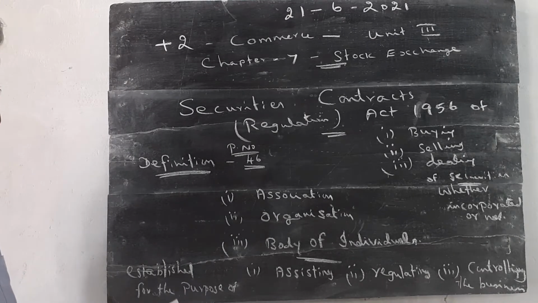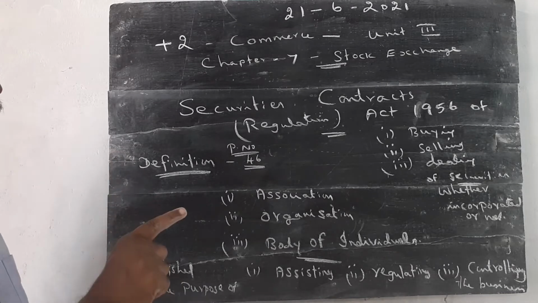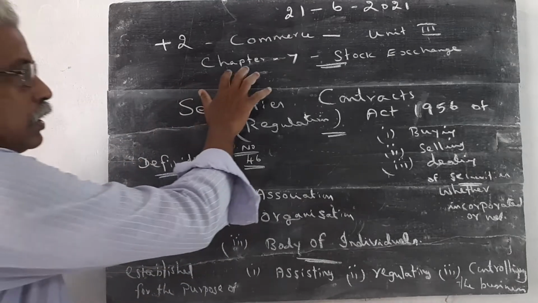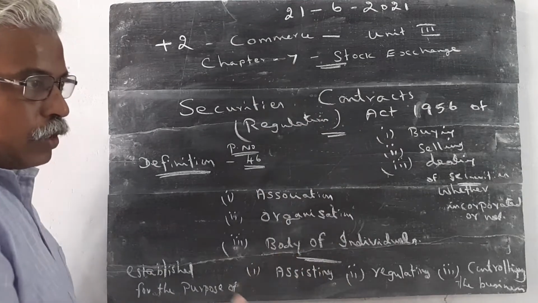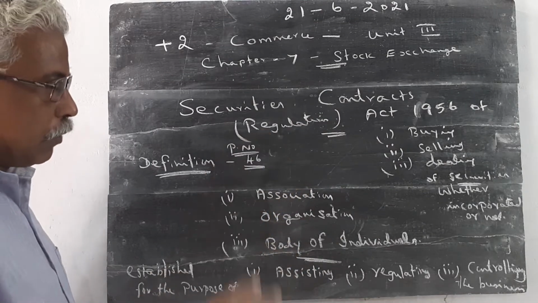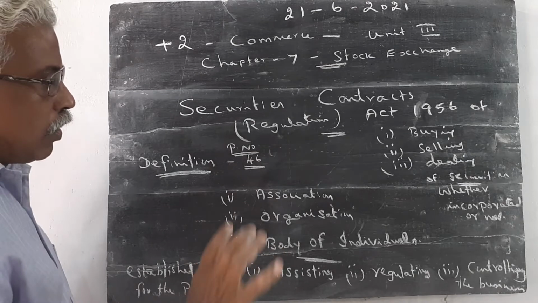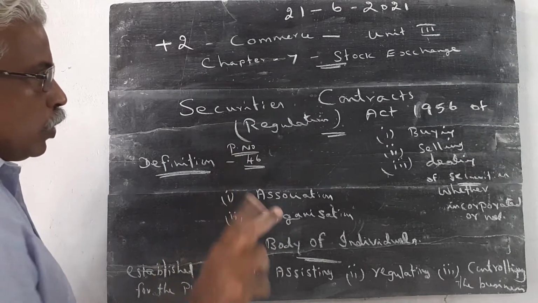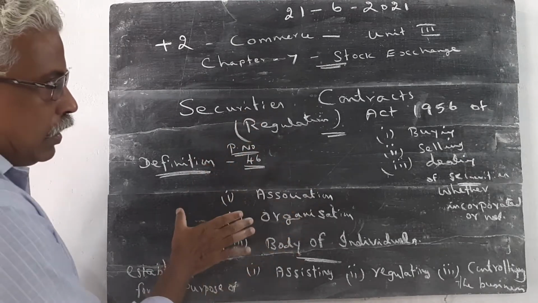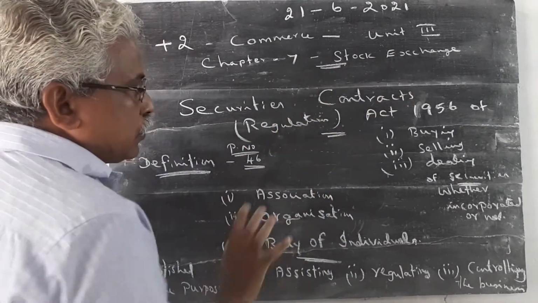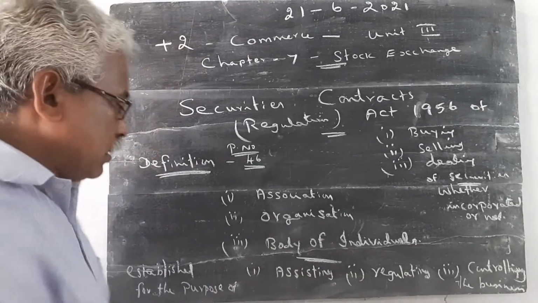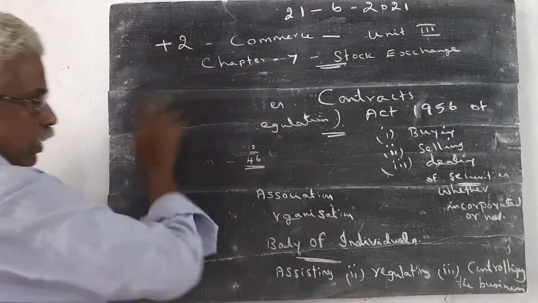Then we study some important portions from this chapter. Then only one more class is necessary for completing chapter 7. So, one mark question, 2 mark question, 3 mark question, essay type question, 5 mark question. We have to cover all the portions. Today, up to this stage, I explained the meaning of stock exchange, then the definition of stock exchange. Then some 1 mark questions also we have to study.